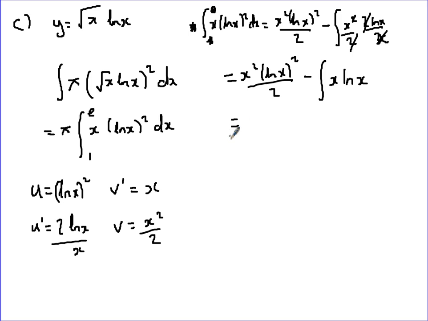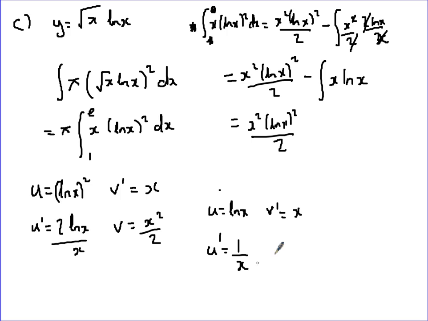So we're then going to integrate this. Now how do we integrate this? What are we going to do to integrate x ln x? Again, we could do it by parts again. So this time we could say we've got u equals ln x and v dash equaling x. So u dash equals 1 over x and v is equal to x squared over 2.